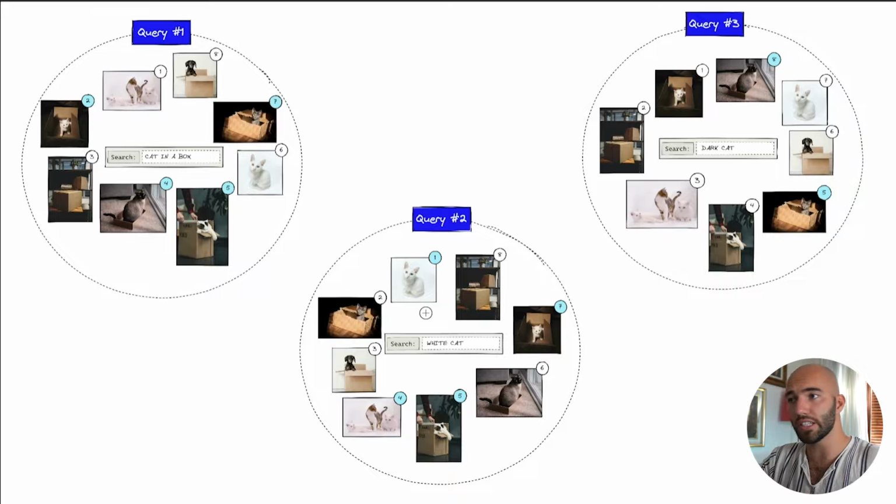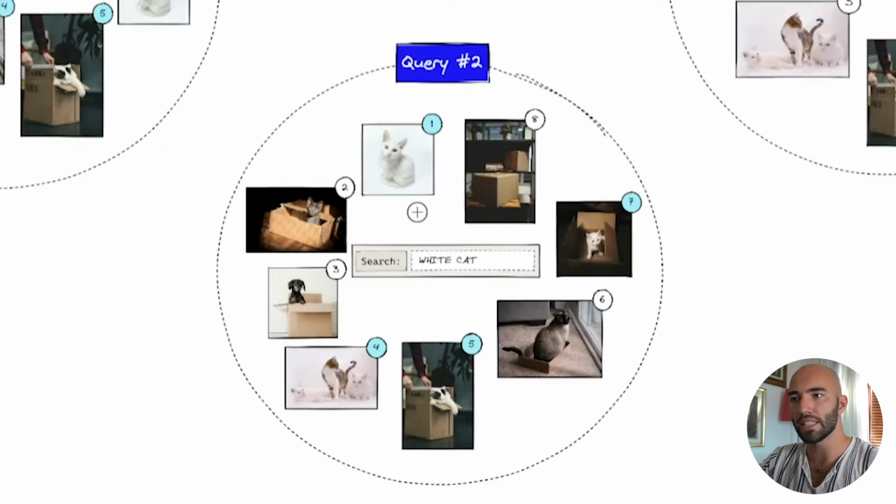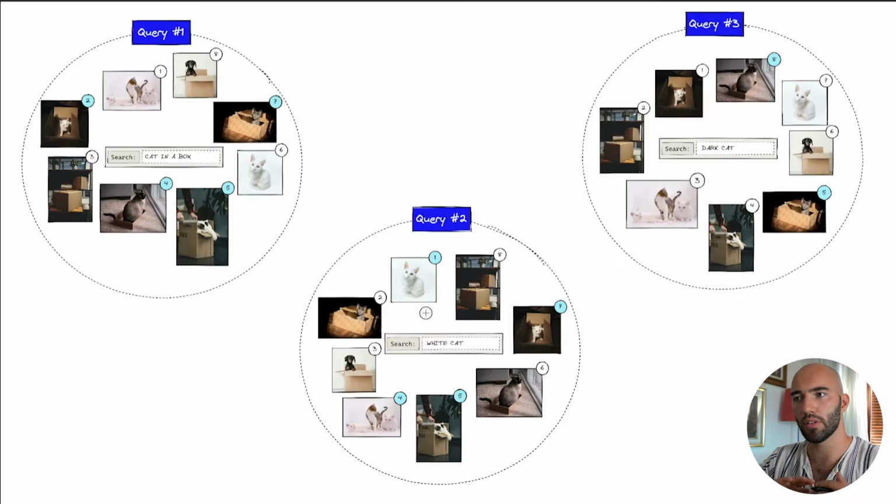So we start with these 3 queries. We have cat in a box, white cat, and dark cat. So queries 2 and 3 are similar but slightly different to query 1. Now the data set is the same, so we're still returning all of the same items, we're returning them in a different order. So we first need to calculate the reciprocal rank.